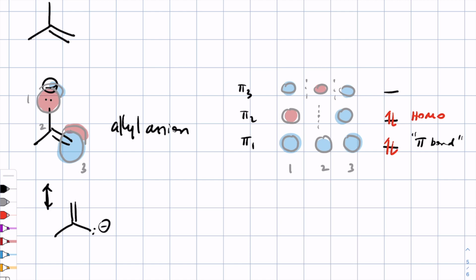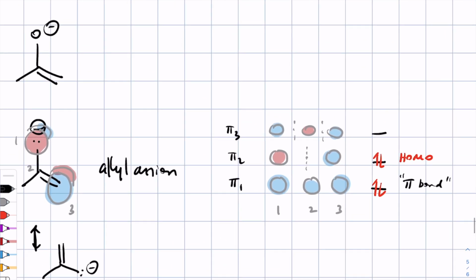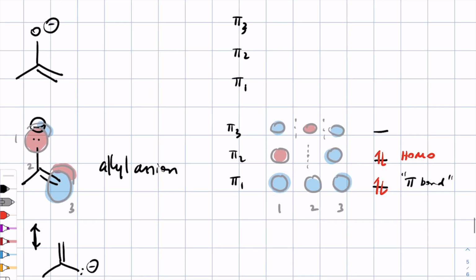Is everyone okay with that? All right, so when we change and use oxygen, what that does is it distorts the shape of the orbitals a little bit. Oxygen's more electronegative than carbon, and what this means is that the lowest energy orbital, the pi 1 orbital, is going to, we'll say oxygen is 1, and then you have carbons 2 and 3.